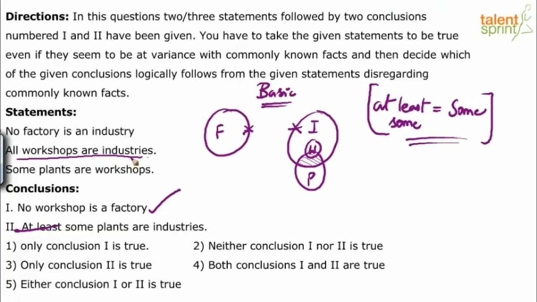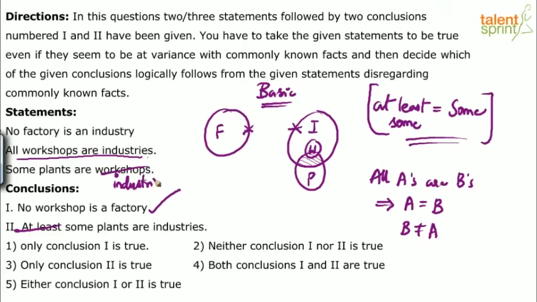You're getting it? All A's are B's. There's a very important point which all of you need to follow. All A's are B's implies what? A's can be replaced with B's. But B's cannot be replaced with A's. So all workshops are industries means what? Wherever you have workshop, put industry. Nothing wrong in that. But in place of industries, you cannot write workshop, right? That cannot be done.